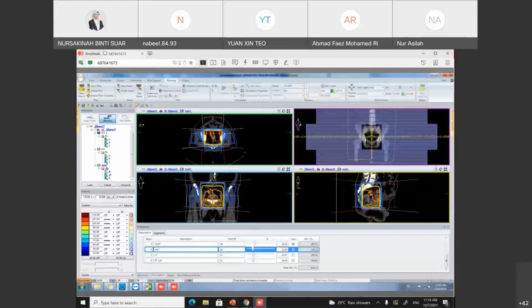So now actually this plan is already okay, and then you need to show it to the doctors. Actually, before we changed the lateral beam to 10 MV, it was already satisfied with the dose distribution.